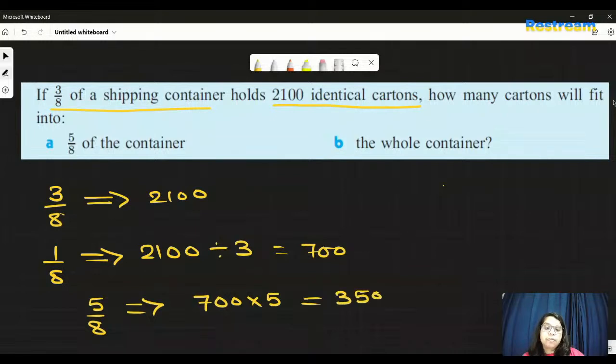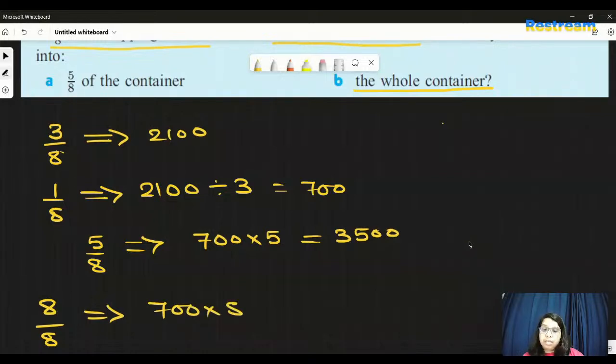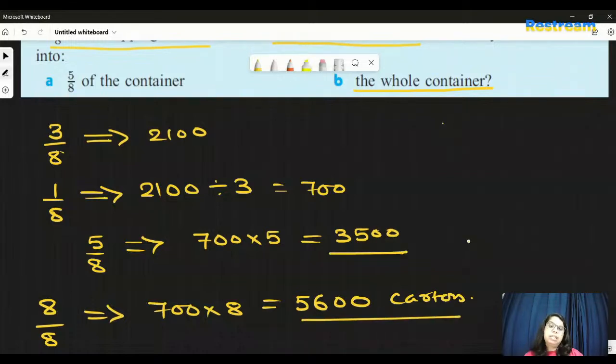3500 cartons. Now, when they say whole, here we were using fractions like 5 by 8 and 3 by 8. So when they say the whole container, whole container means 8 by 8, which is 1. So we go 700 into 8, that is equal to 5600 cartons. Okay, so this is my first answer, this is my second answer.